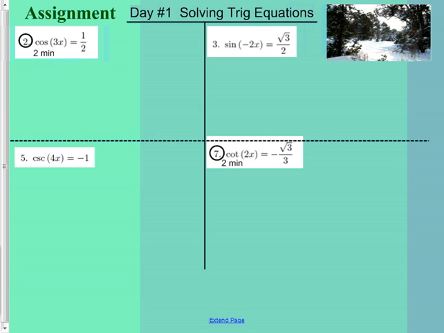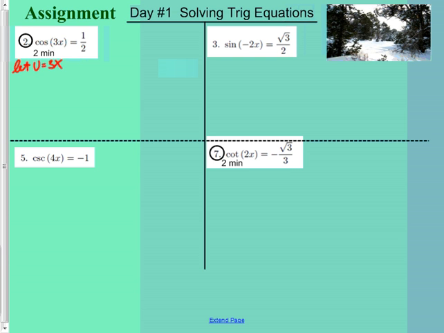Everybody find assignment day 1, solving trig, right here. And I'm going to show you a few tips and kind of give you a guide through this. First of all, on number 2, that one will be a simple one with the u substitution. So right away, you might want to go like this. Let u equal 3x. To remind yourself, you're going to do a u substitution there.